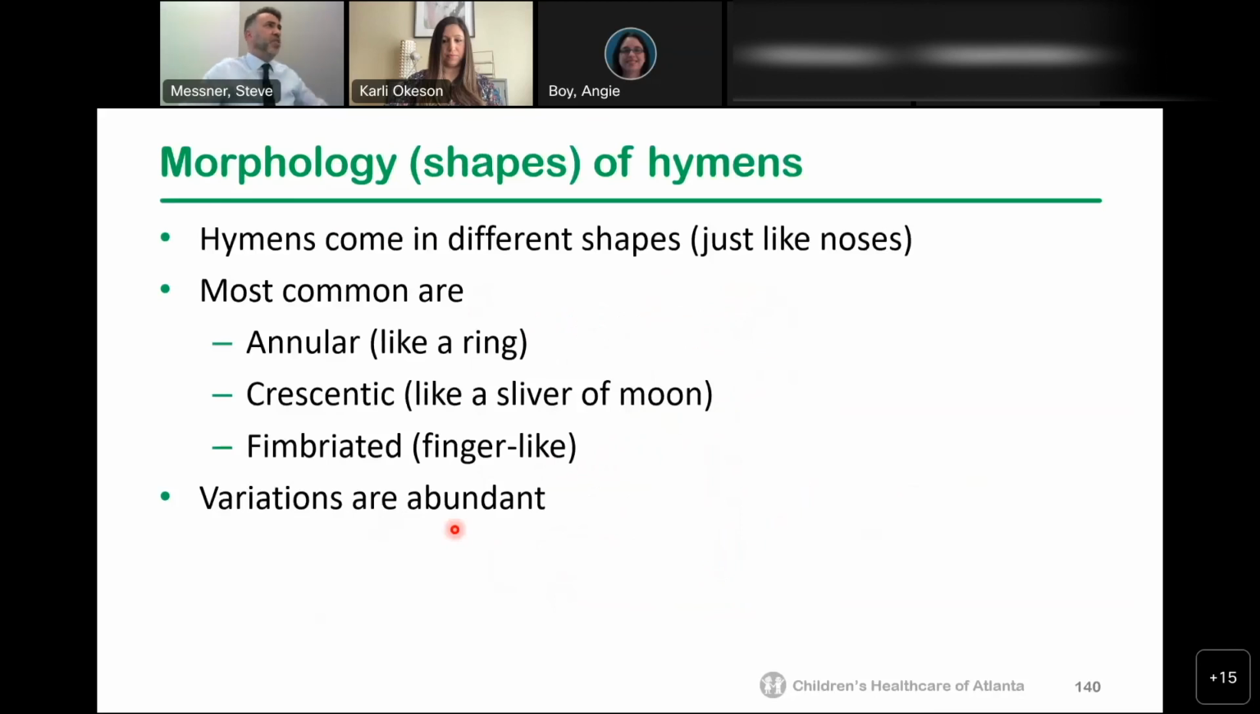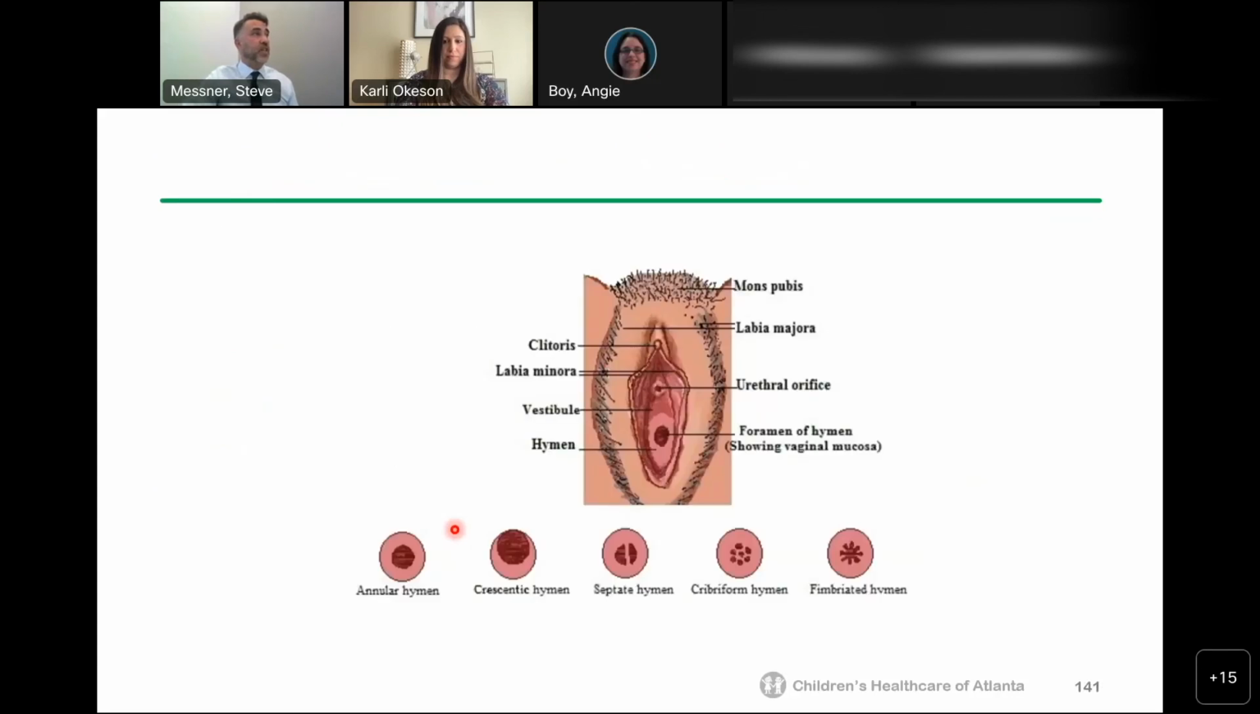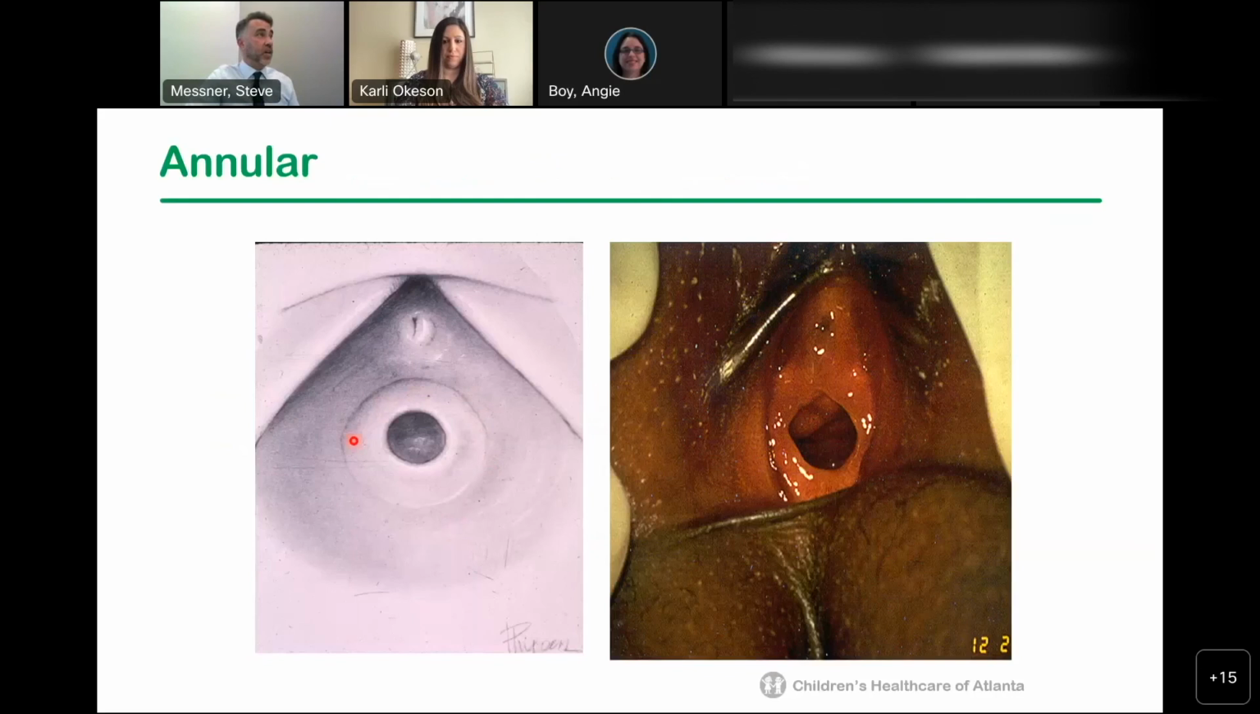And hymens come in all different shapes and sizes. It's just like your nose. The most common are annular, like a ring, and then crescentic, and then fimbriated. And there's lots and lots of variations. I'm going to show you what these look like. This is annular, looking like a ring. So you have hymen tissue that goes all the way around, very normal.